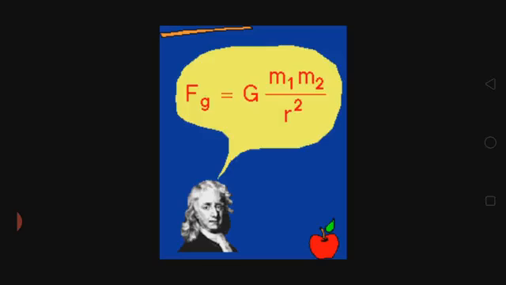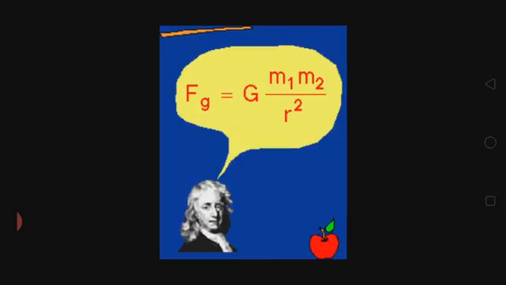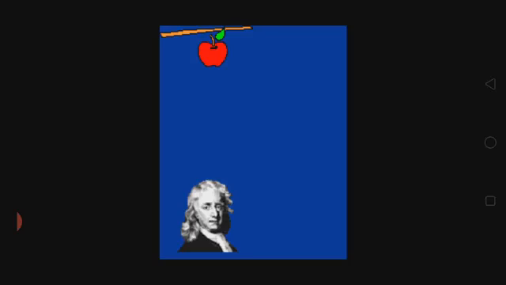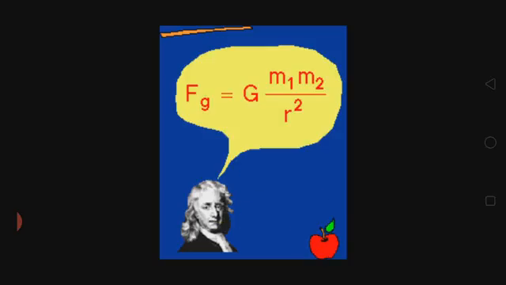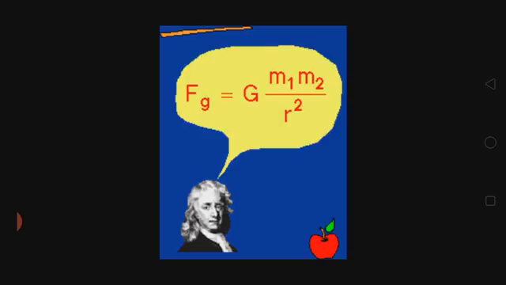It made him think that if there was a force that made the Earth attract objects towards itself, then why was the Earth not attracted to these objects? Why didn't the Earth go upwards? So he had questions, such as, if the Earth attracts an apple, then could it also attract the Moon?